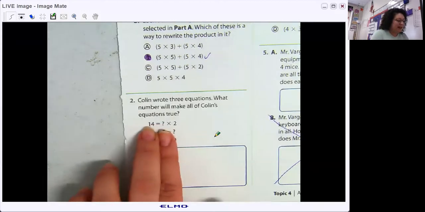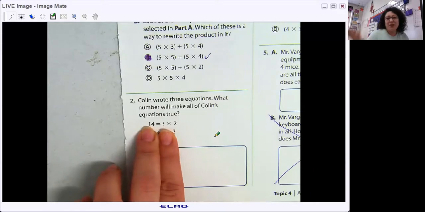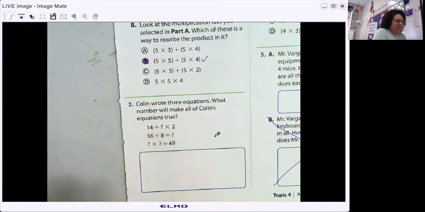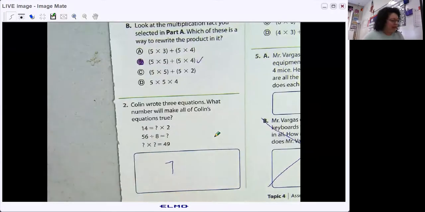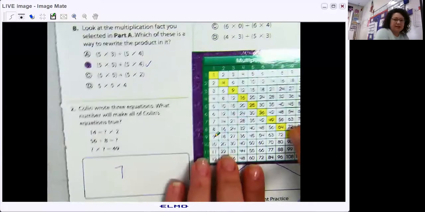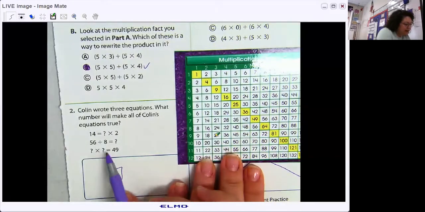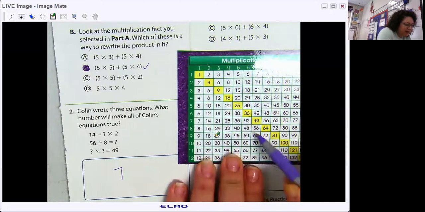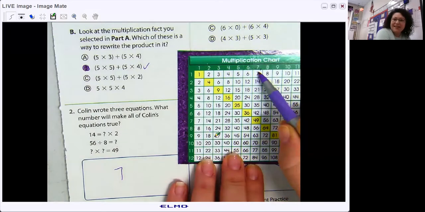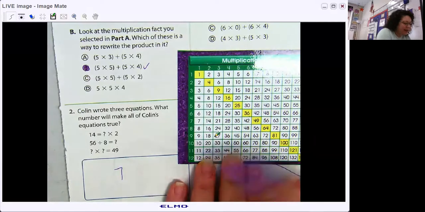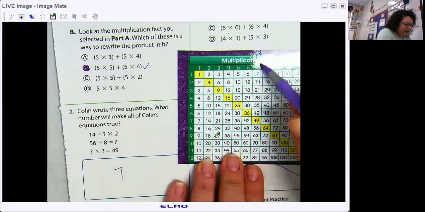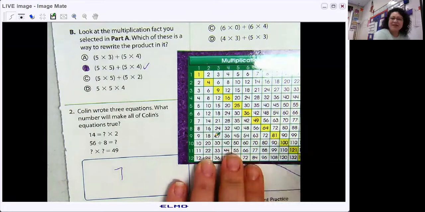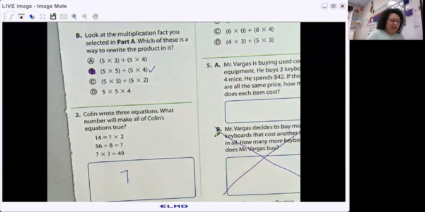Or simply, anything times 2 is a double. What times 2 makes 14? 7. Okay, and then I can check. Let's see, 56 divided by 8 is 7. So here's 8. I stop at 56. I go up and I get 7, correct? 49. 49 is 7 times 7. We're good.